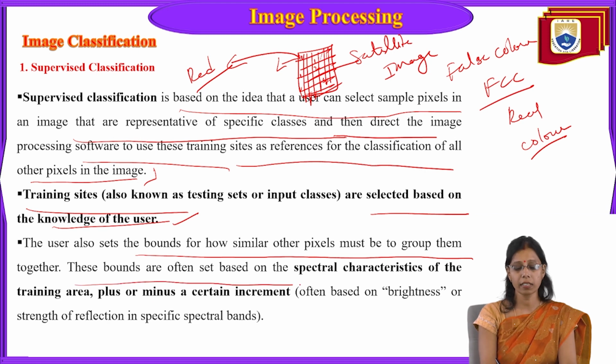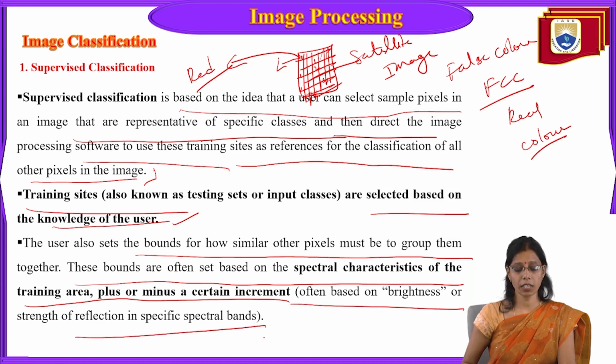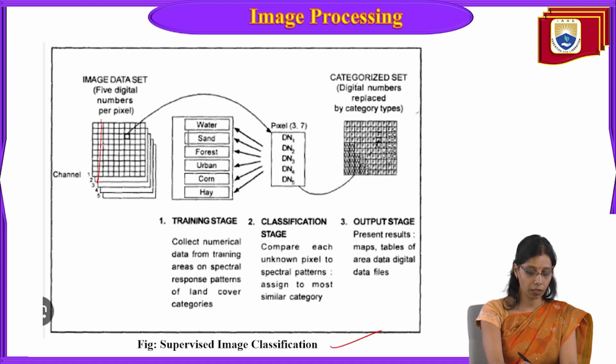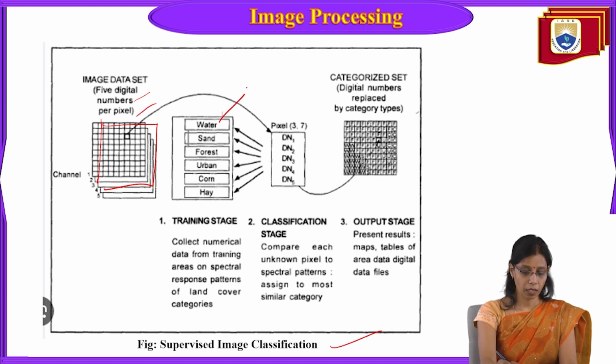The user sets bounds of how similar other pixels must be to be grouped together. These bounds are often set based on the spectral characteristics of the training area plus and minus certain increments, often based on the brightness and strength of the reflection in specific spectral bands. Now, for an image dataset like this, the supervised classification looks like this. Suppose this is our image dataset. It has categories of water, sand, forest, urban, corn, hay. These all have some DN numbers.